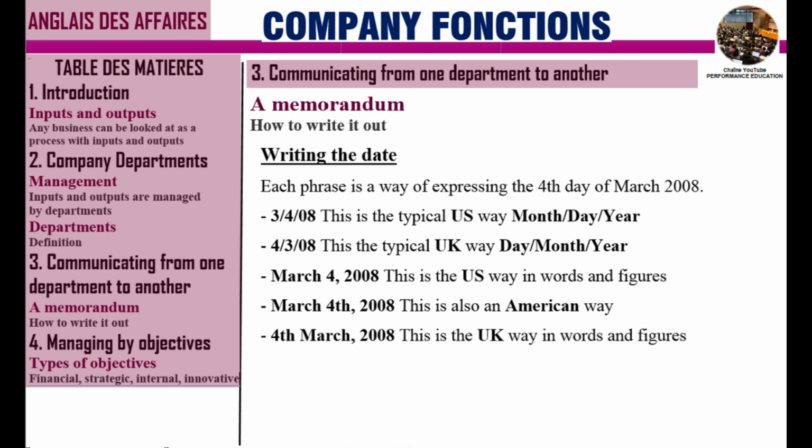And March 4th, 2008, this is also an American way. And the English, of course, is the other way around. Let's make it a little tough. 4th March 2008, this is the UK way in words and figures. In any case, either you take the American way or the English way, writing the month. But of course, there will not be any mistakes. People will know if it's American or English, and they will know the exact date you're referring to, okay?